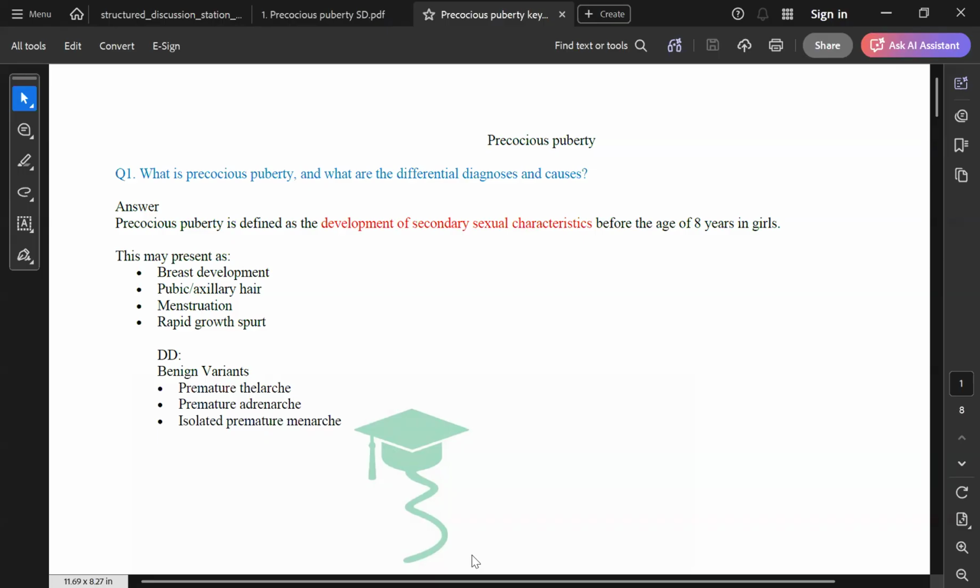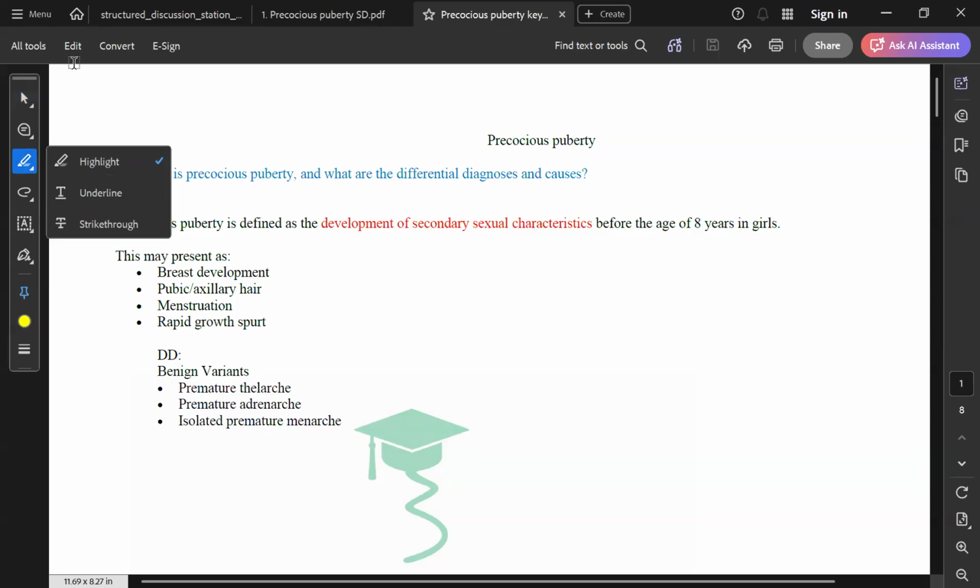All right. So this is the first question. You can see the question is asking you what is a precocious puberty and what are all the differential diagnosis and causes. So this is something different. Differential diagnosis is what are all the different presentations, right? What are all similar presentations due to different reasons, and what is the cause for this presentation is the question.